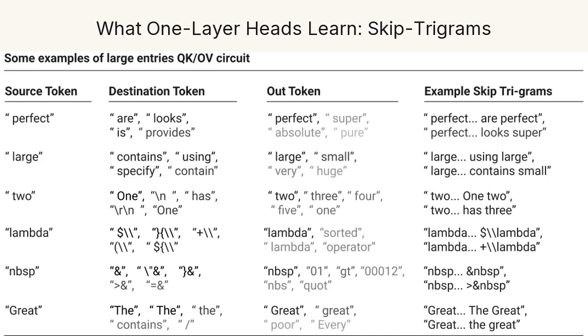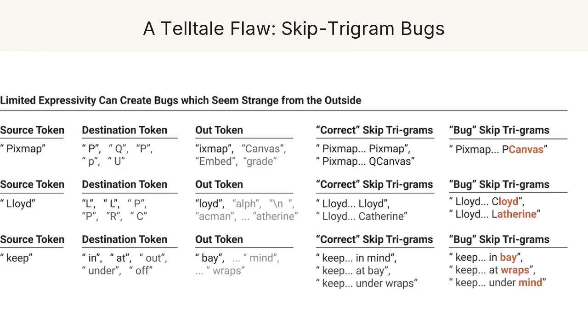From raw weights, we recovered a readable algorithm. Here's a wonderful piece of evidence that this picture is correct. Because the QK and OV circuits are separate, a one-layer head can't fully bind which source goes with which output. It picks where to attend and what to predict, somewhat independently. That produces a very specific, predictable bug.